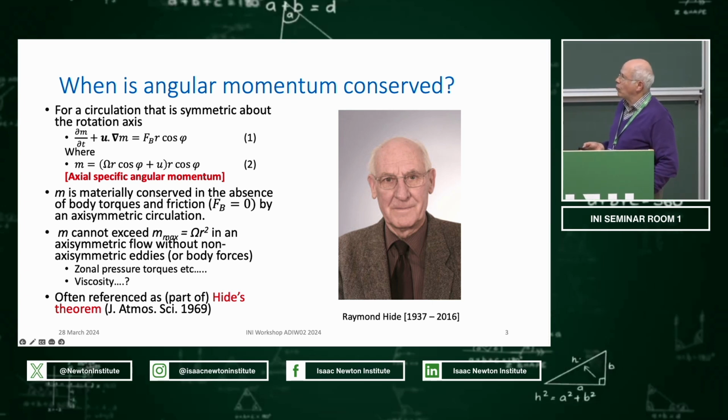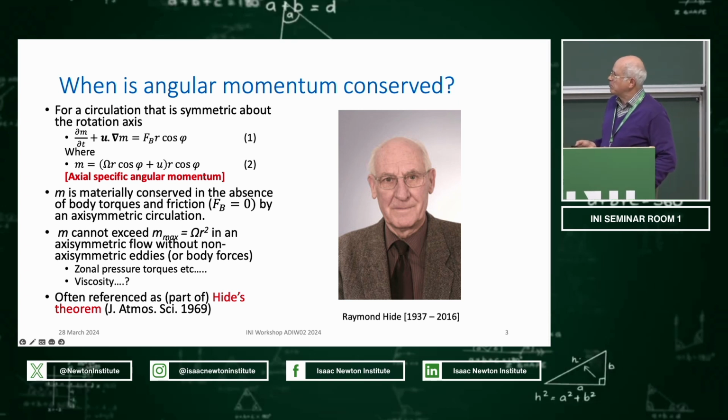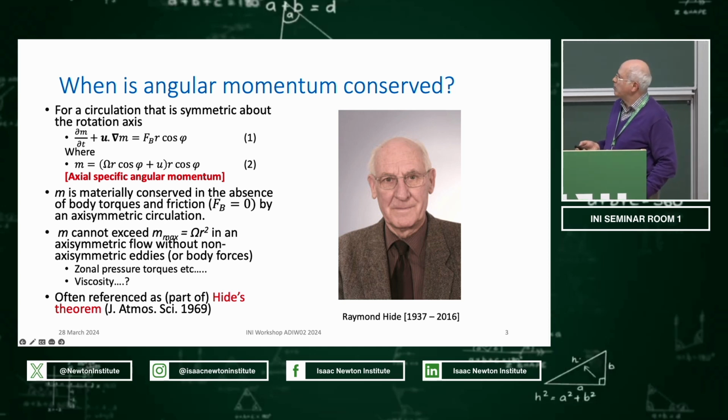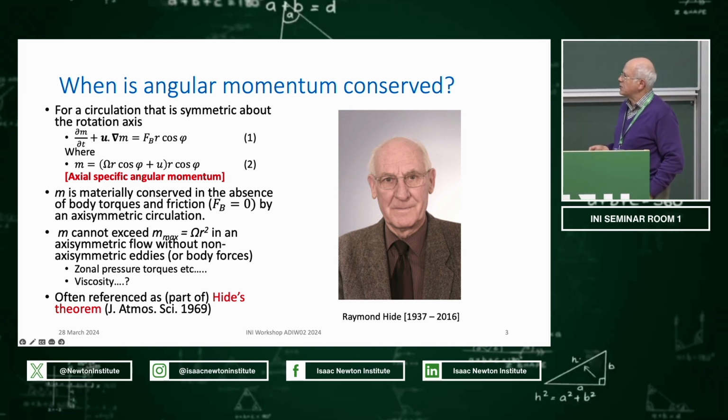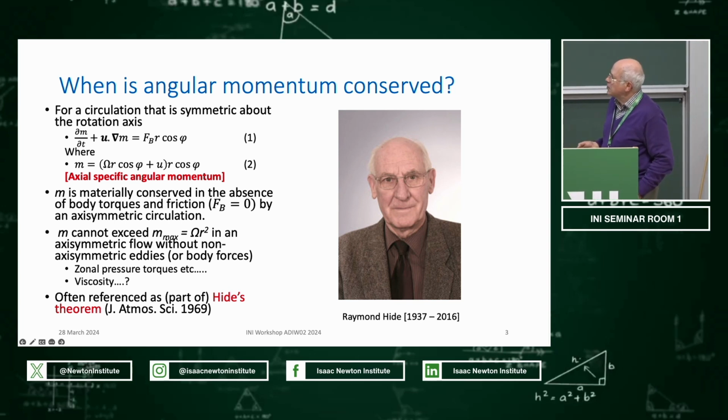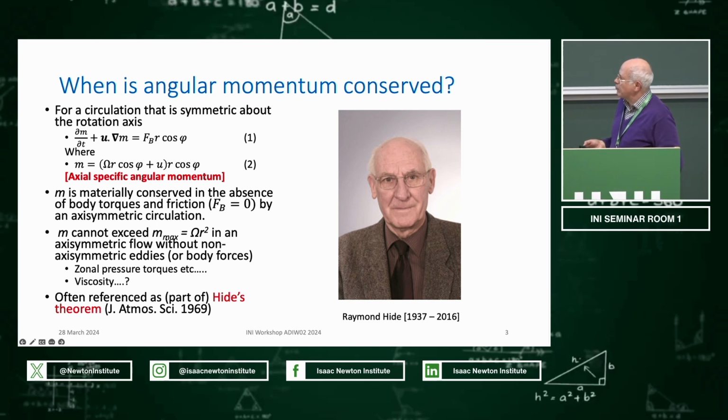But if we eliminate body torques and friction from the system, and then we just simply have an axisymmetric circulation, then M is going to be materially conserved by any sort of overturning circulation. The consequence of that is that you would not expect to see this M parameter exceed the value that it would have in co-rotation at the maximum value of the radius of the system. So in an axisymmetric flow without non-axisymmetric eddies or body forces, essentially that provides a kind of upper limit on the local angular momentum.